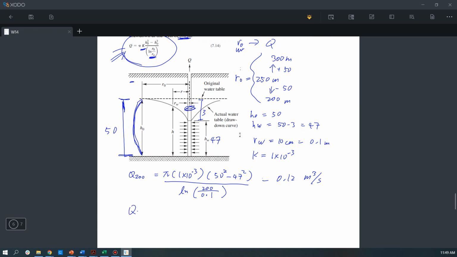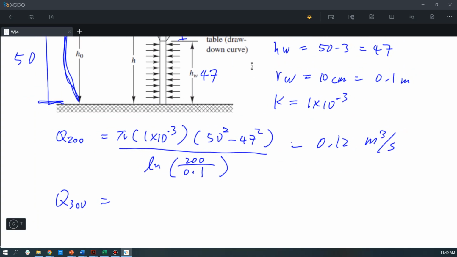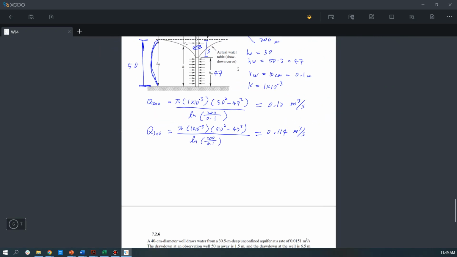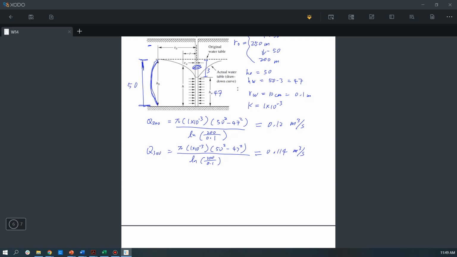And similarly, we can write for the Q300, pi times 1 times the same terms. The only change is now the R naught is not 200 but 300. And we can get the answer is 0.114 cubic meter per second. So after we know that, we can calculate the percentage of the change.